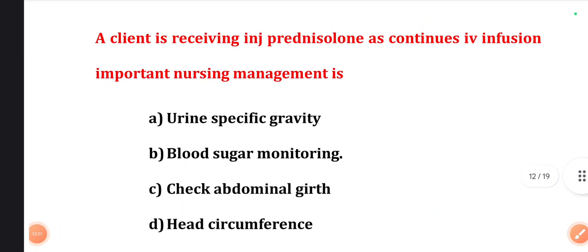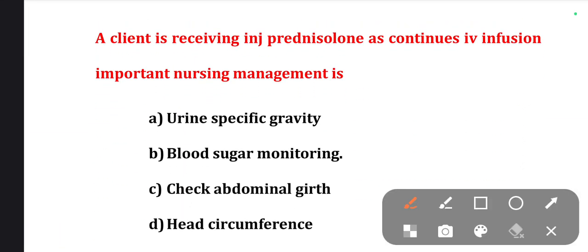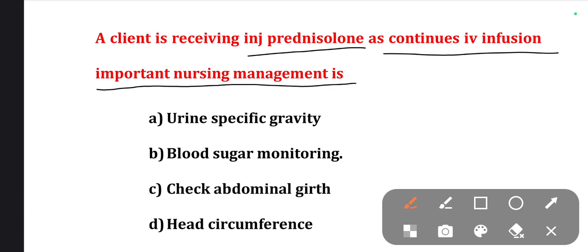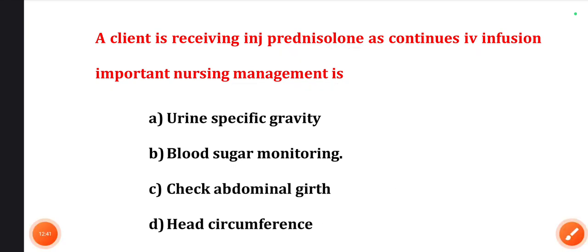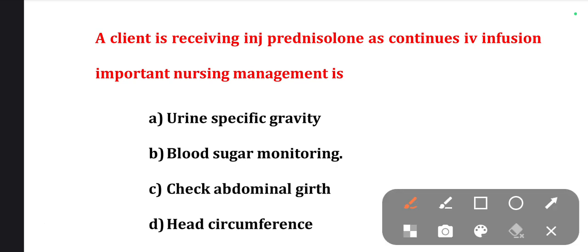The next one is a client is receiving injection prednisolone as continuous IV infusion. So what is the important nursing management? Options are urine specific gravity, blood sugar monitoring, check abdominal girth, head circumference. So what should the nurse focus on? The right one is option B. So that is blood sugar monitoring.